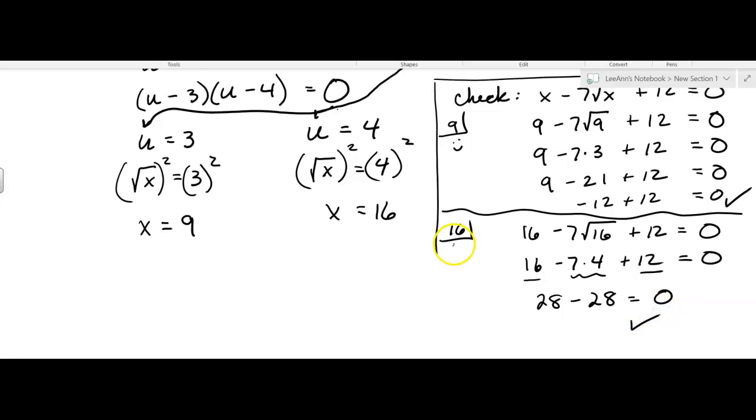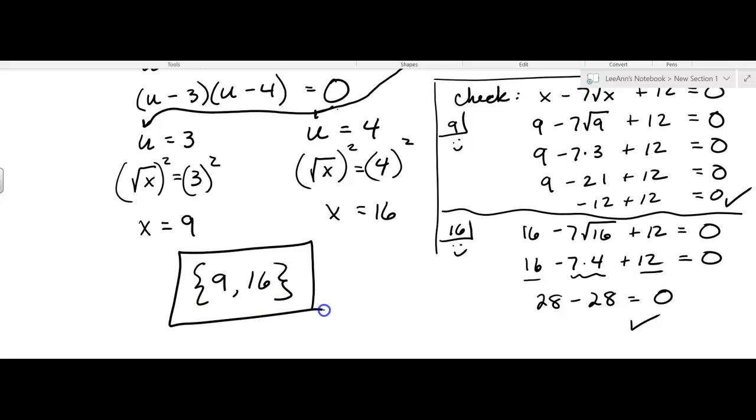Okay, so they both work. Sometimes both work, sometimes neither one works, sometimes one works and one doesn't. You have to check them. But this time they both work. So I get two solutions, 9 and 16.